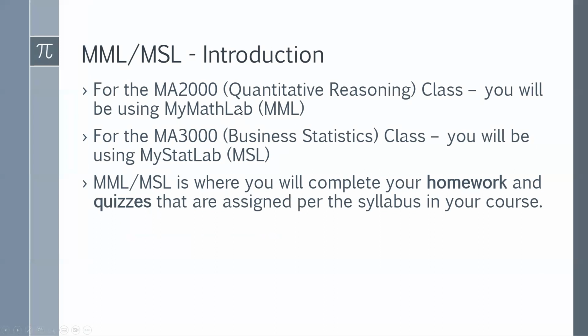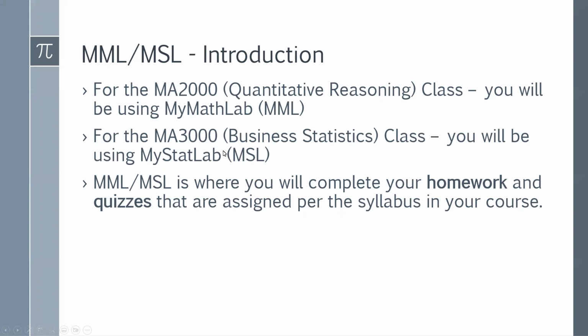Just a recap, MA2000 quantitative reasoning class, you utilize a product called MyMathLab. And a lot of times inside the scope of the course, I will abbreviate or use the acronym of MML. That is the abbreviation for MyMathLab. For MA3000, the business stats course, you utilize a product called MyStatLab. That acronym or abbreviation is MSL.